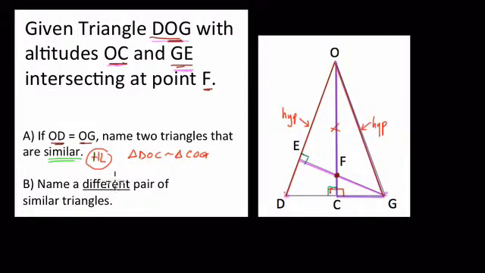Now here they want a different pair of similar triangles. Well, there are lots of triangles forming here, and we can go different ways in looking at this. But the other pair of similar triangles I would use is right here. We use these two vertical angles. These angles are equal, right? Vertical angles are equal. Okay, so we have those two angles, they're equal.